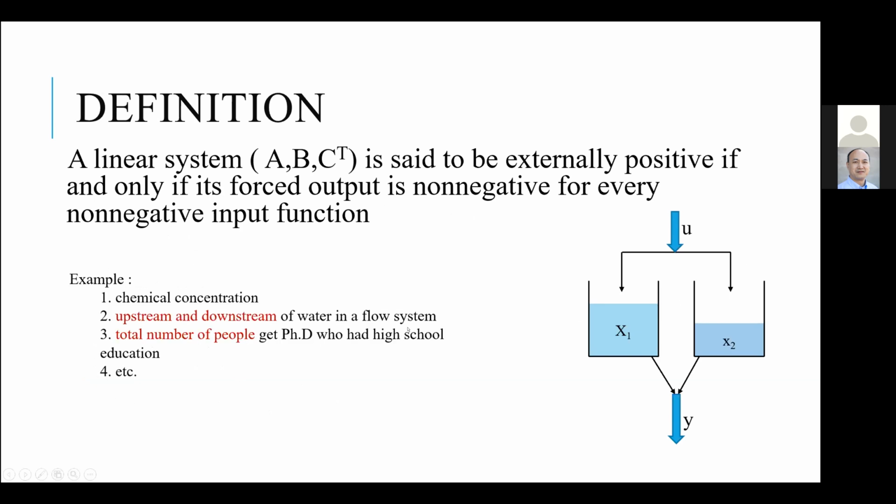Okay, so an example: chemical concentration, upstream. This is a graph I drew. The U represents upstream. The Y represents downstream. So if you have something positive upstream, you have something positive downstream. And then the total number of people who get a PhD from those who get a high school education, and so on. There are a lot of examples for that. This one is very interesting. We are going to recall that later.